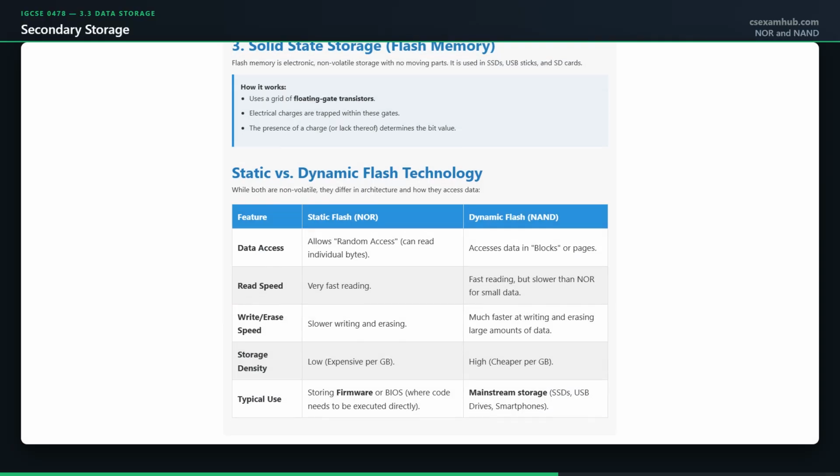The page also distinguishes two kinds of flash, and it is worth a moment. NOR flash allows random access. Individual bytes can be read directly, and it reads very quickly, which makes it suitable for storing code that has to be executed in place. NAND flash accesses data in blocks or pages rather than individual bytes, writes and erases faster, and is much cheaper and denser. That density is why NAND is what is inside SSDs, memory cards, and USB sticks, where you are storing large files and reading them in blocks anyway.